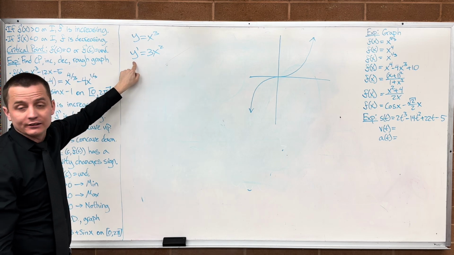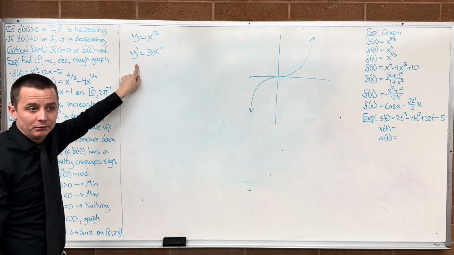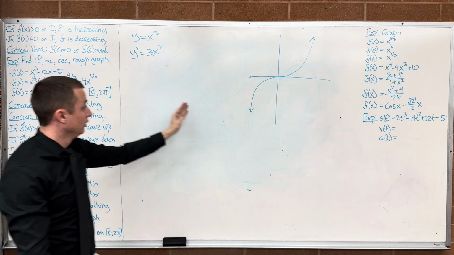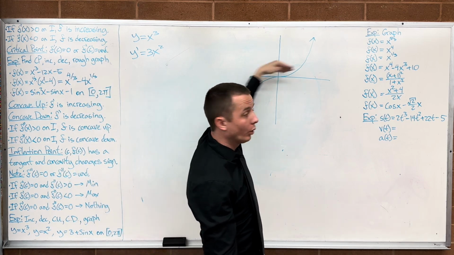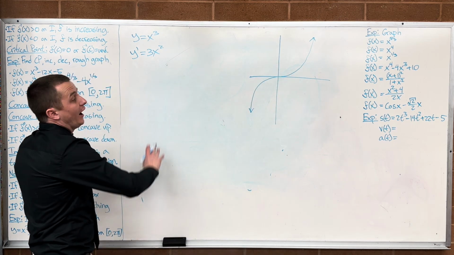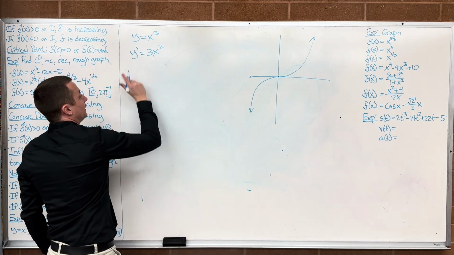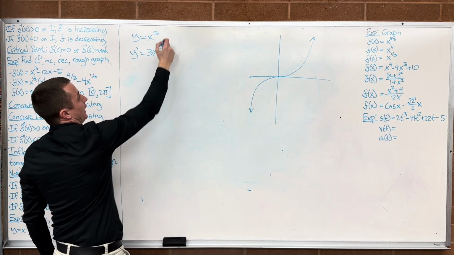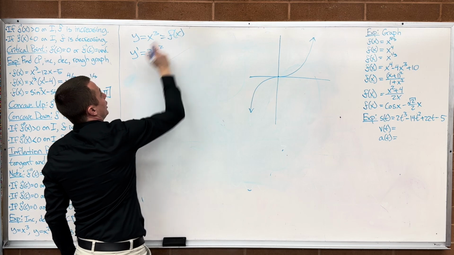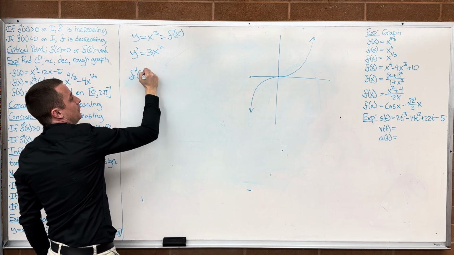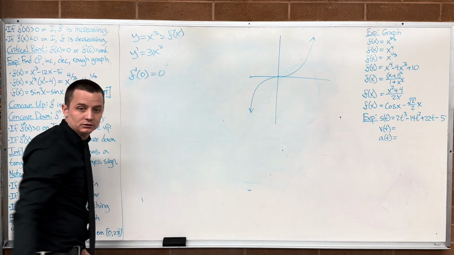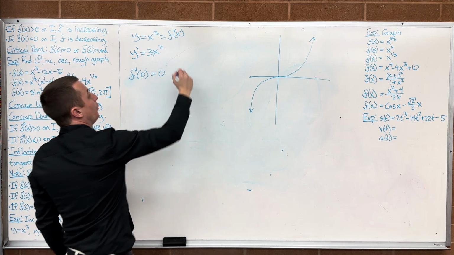In other words, this function is always increasing or 0. Where is our derivative 0? At x equals 0. So if we call that f of x, notice that f prime at 0 is equal to 0. Now let's look at y double prime. What's that equal to? 6x.